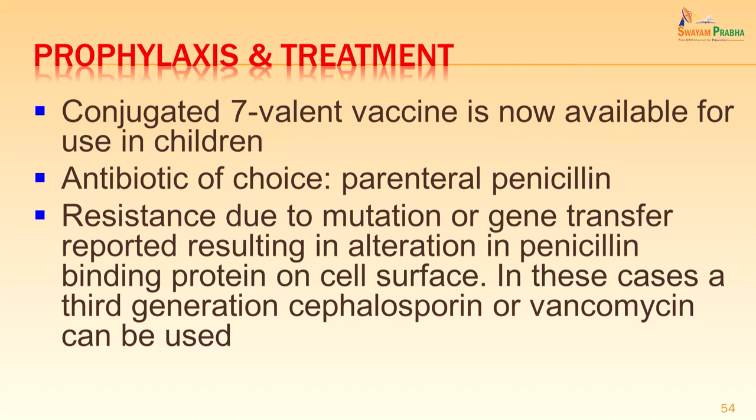Now, you have seen that out of the three organisms we studied, most of them are primary respiratory pathogens, and from the respiratory tract they go to the meningeal surfaces and cause infection, resulting in meningitis.